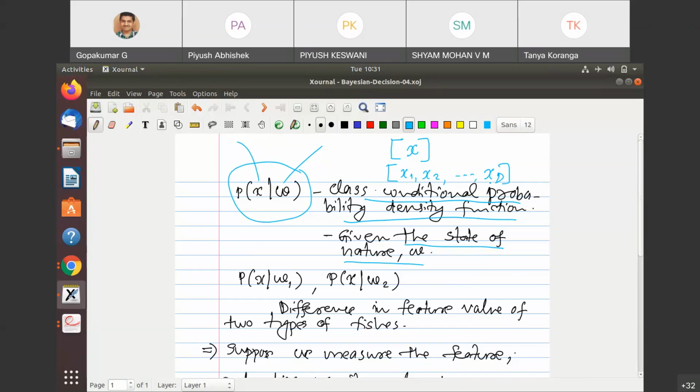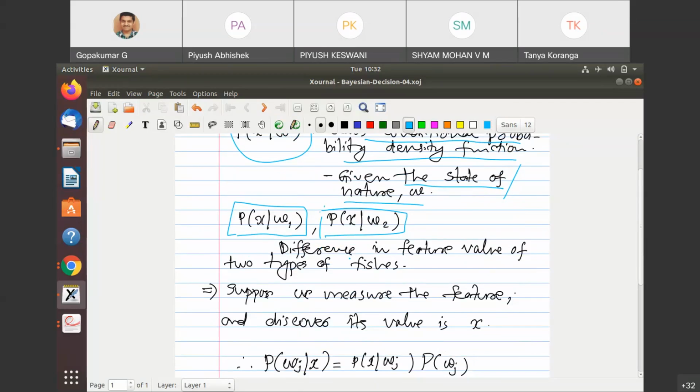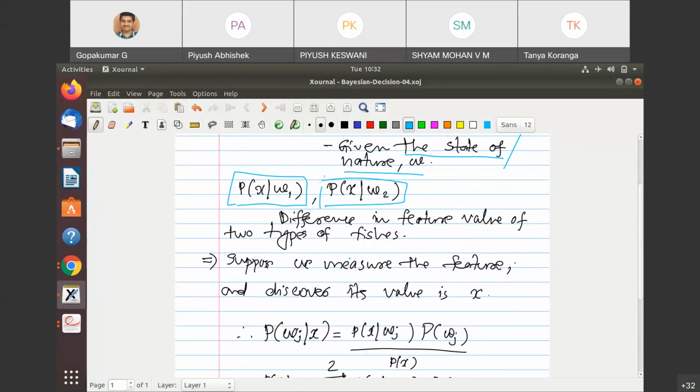Anyway, here you are assuming that the state of nature is known, and then asking what the probability is. That is called a class conditional probability density function. If there are two states, then we have the probability of x given w1, and for the next one, the probability of x given w2. So those are the two class conditional probabilities. Here the difference in feature values of the two types of fish is considered, and these two probability differences are based on the features of the two fishes.